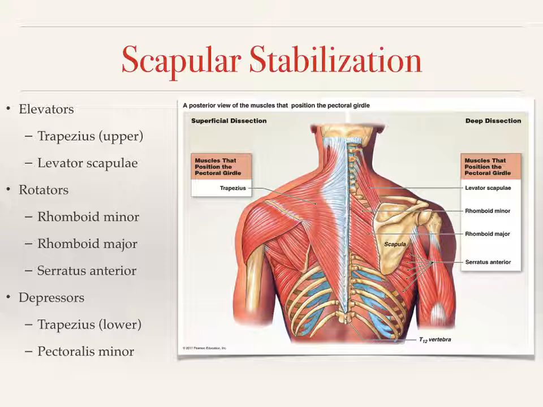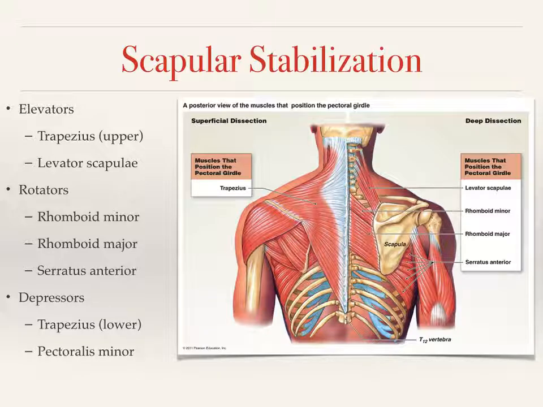So there are three classes of muscles which provide scapular stabilization. Elevators move the scapula superiorly, depressors move the scapula inferiorly, and rotators permit some degree of torque around the medial axis. We have identified many of these muscles in earlier lectures when we talked about the back.